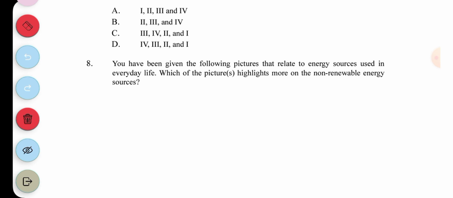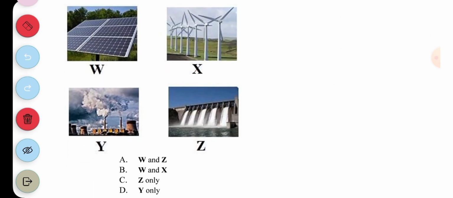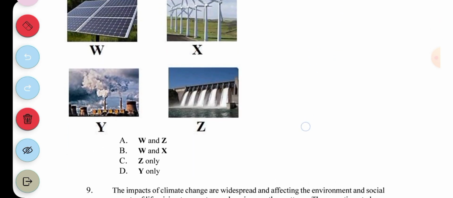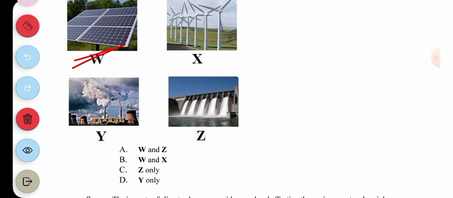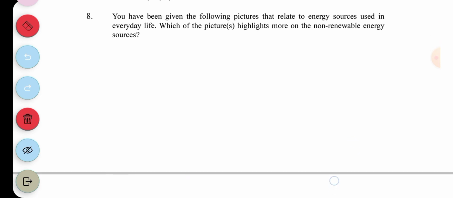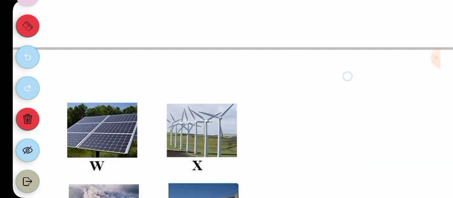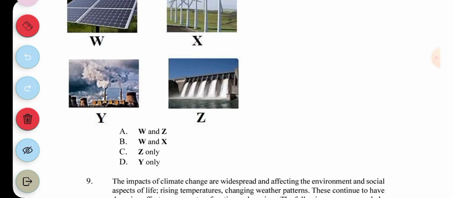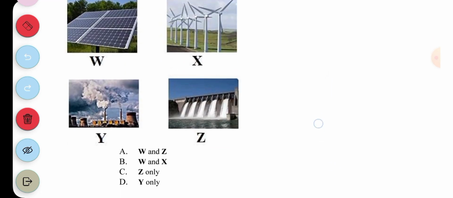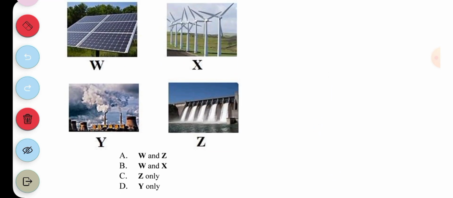You have been given the following pictures that relate to energy sources used in everyday life. Which of the pictures highlights more on non-renewable energy sources? W is a solar panel, X is a wind turbine, Y represents a nuclear reactor, Z represents a hydroelectric dam. Which of them highlights more on non-renewable resources? The one that highlights non-renewable resource is the nuclear reactor. So Y, which is D.